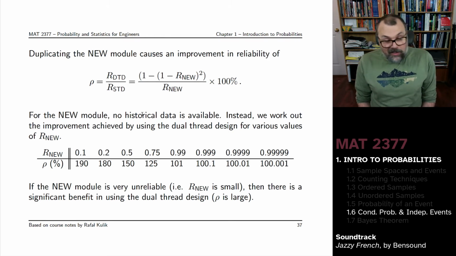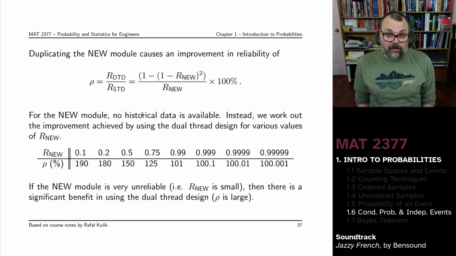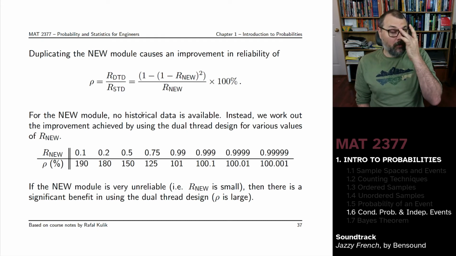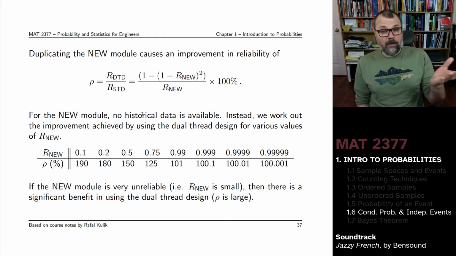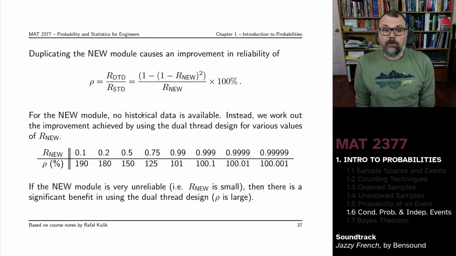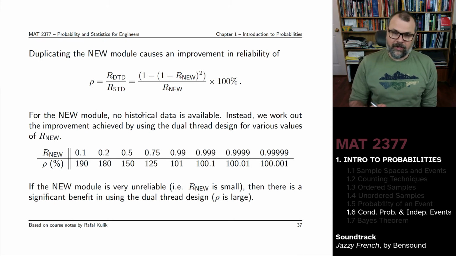I said that we didn't know the reliability of the GMR and the NAS because in practice we don't actually need them to determine how much of an improvement in reliability we would have, because the components are independent of one another. If you want to look at the improvement by going to the dual thread instead of the single thread, let's look at the reliability of the dual thread divided by the reliability of the single thread. And you'll have this expression here.